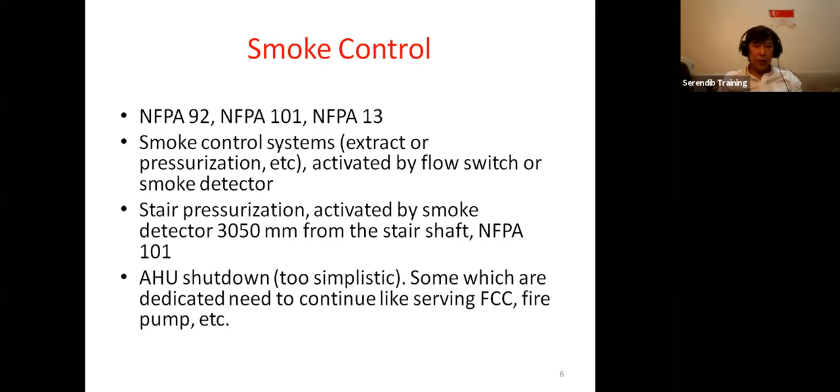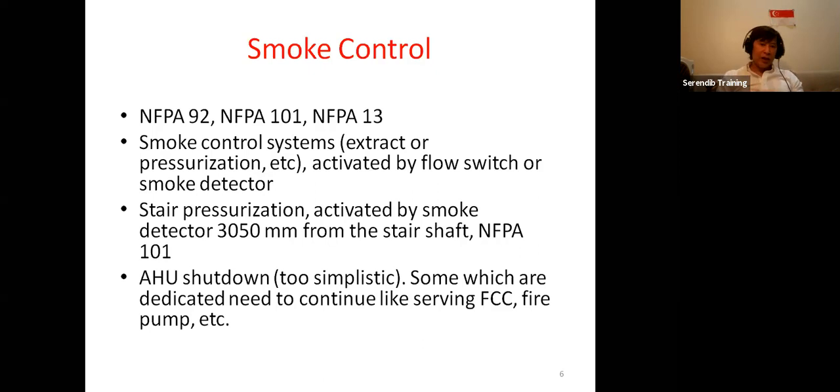We can go deeper into this in a separate session, covered in NFPA 92 and also NFPA 13. NFPA 1 covers the detectors that are activating the smoke control system. For example, staircase pressurization must be activated by a detector which is located not more than 3 meters away from the staircase.